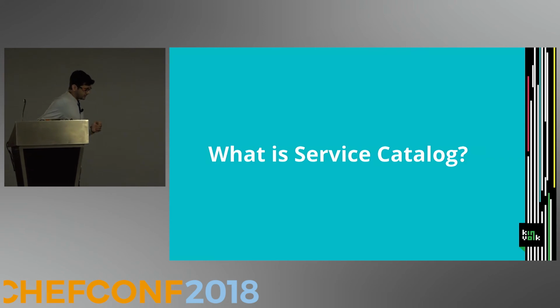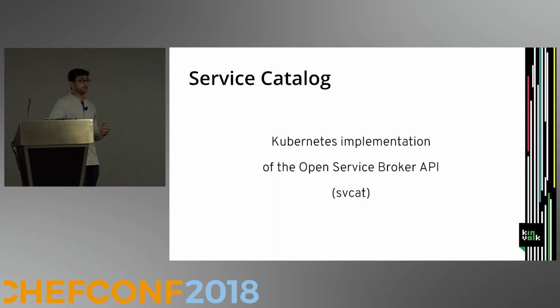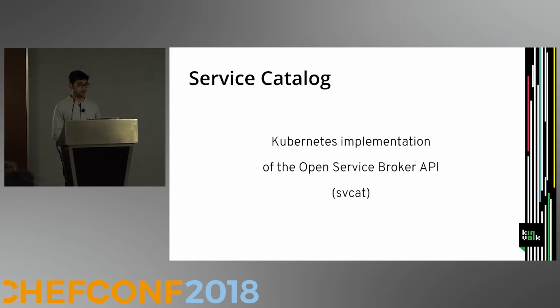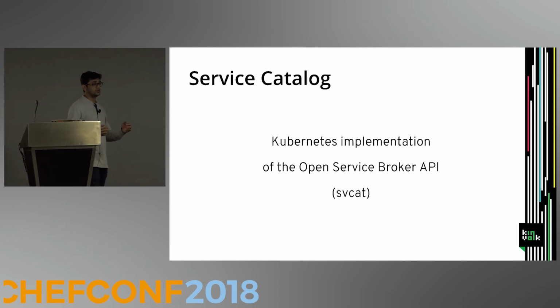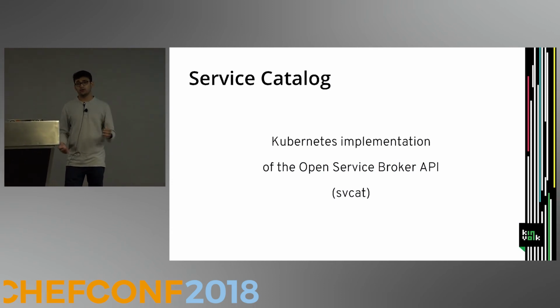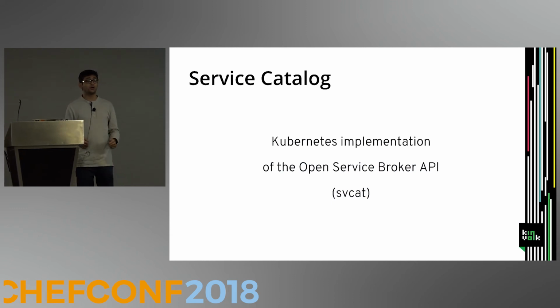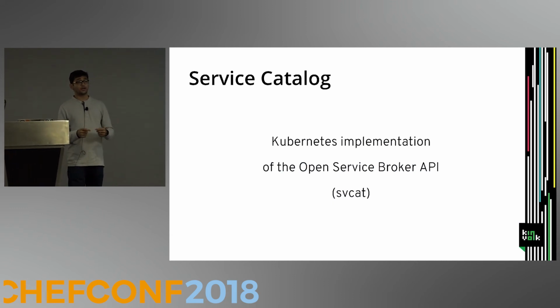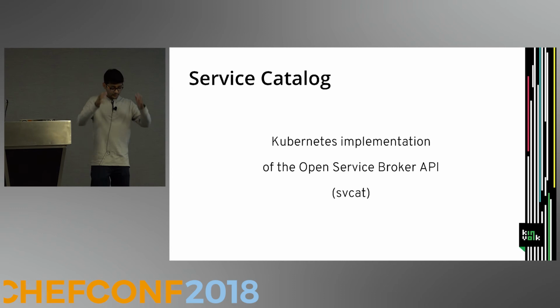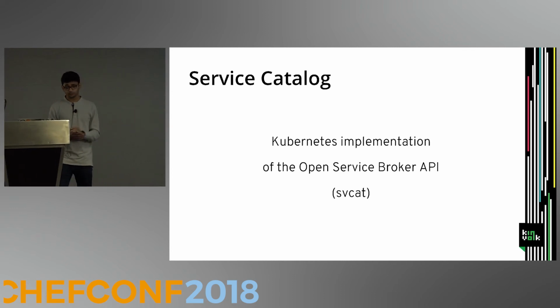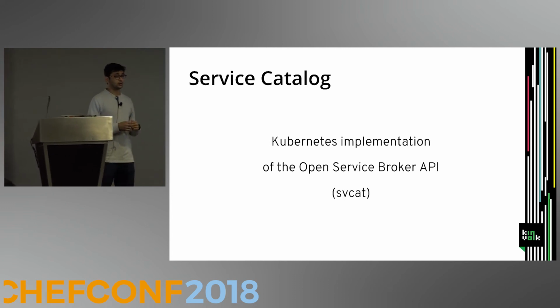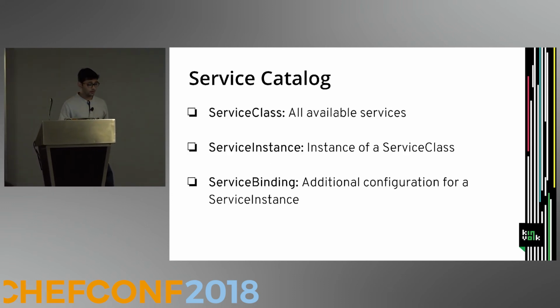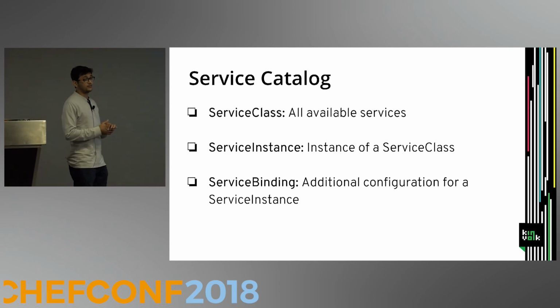Extending that concept is the service catalog, which is the Kubernetes implementation of the OSB API. What the service catalog is, it's a registry of all the available applications in your cluster. So the service catalog not only understands the OSB API, it also understands the Kubernetes concepts. You can think of it as a fork in the middle that understands both languages and coordinates between the two.